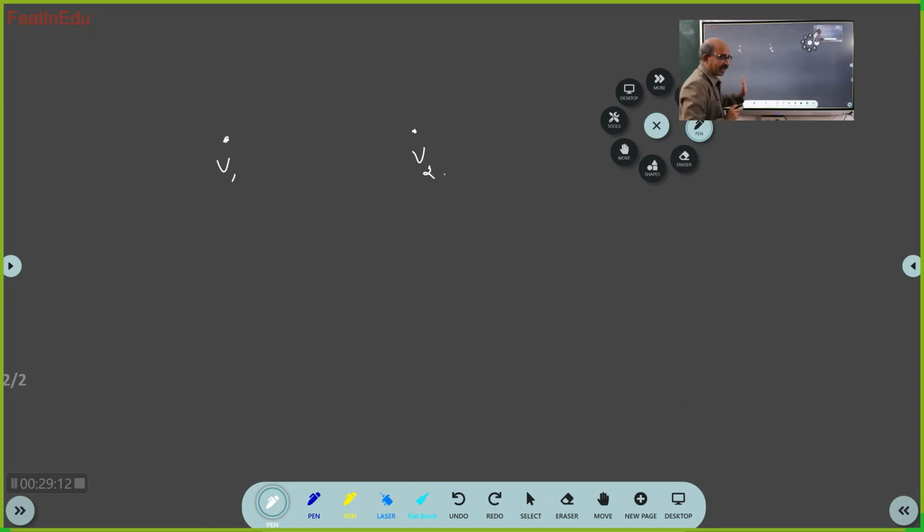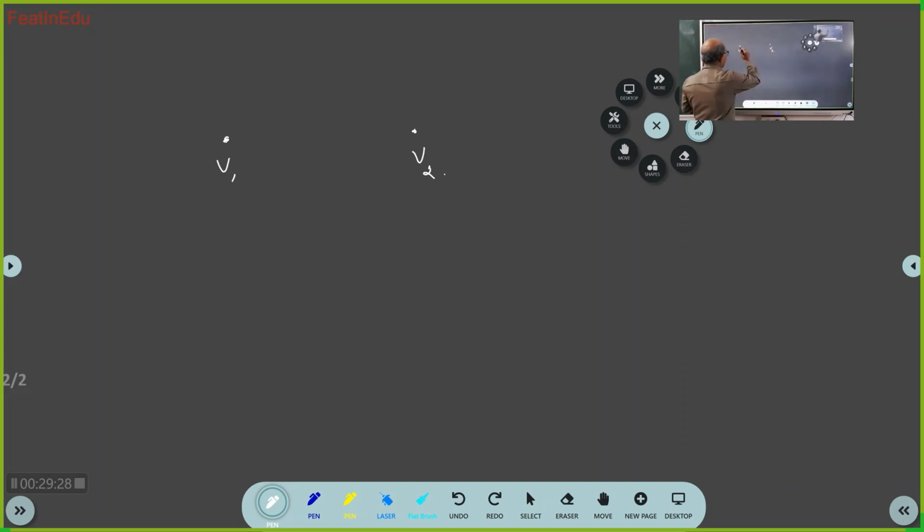Now, what is the significance of this potential difference? I have just told you to calculate the potential difference. It is not done. What is the significance of this?